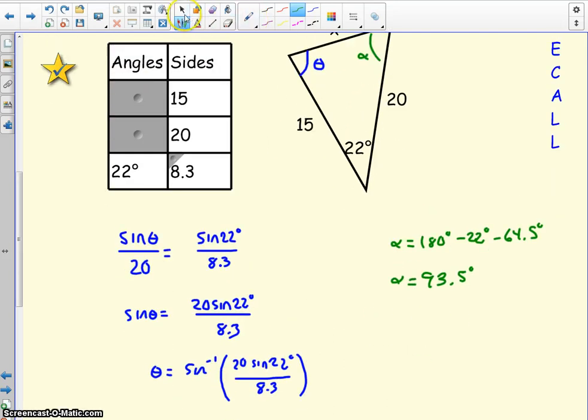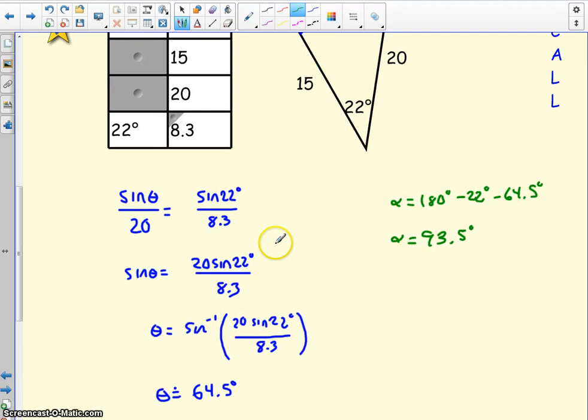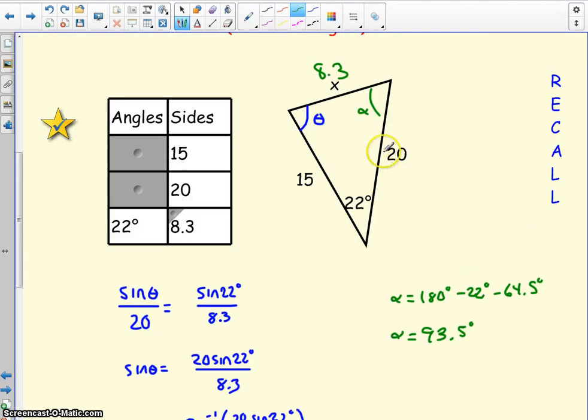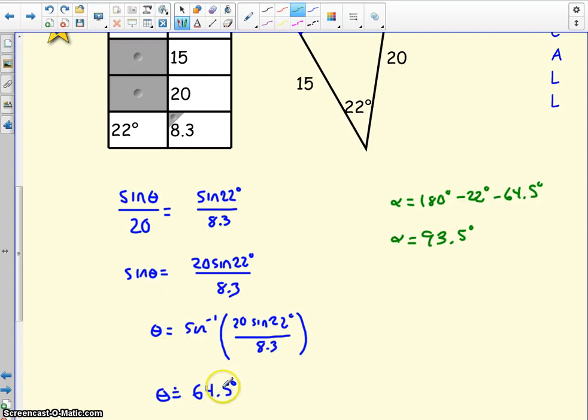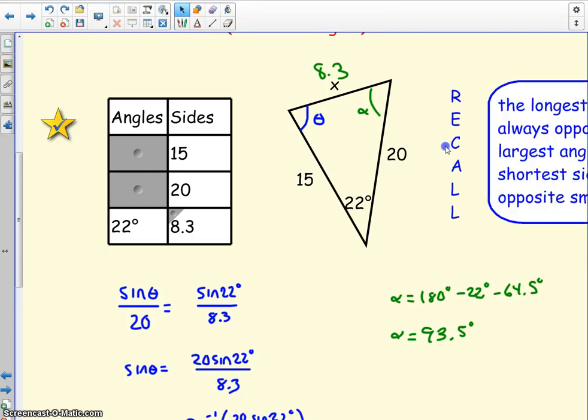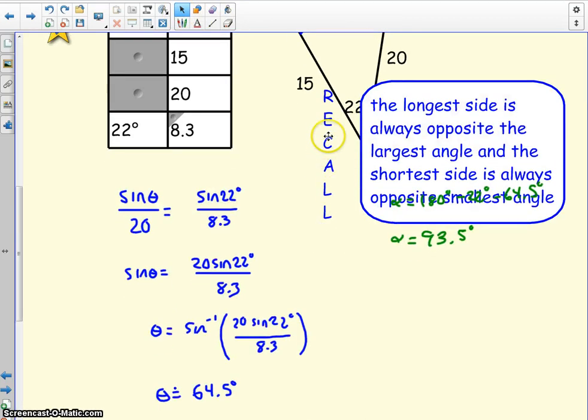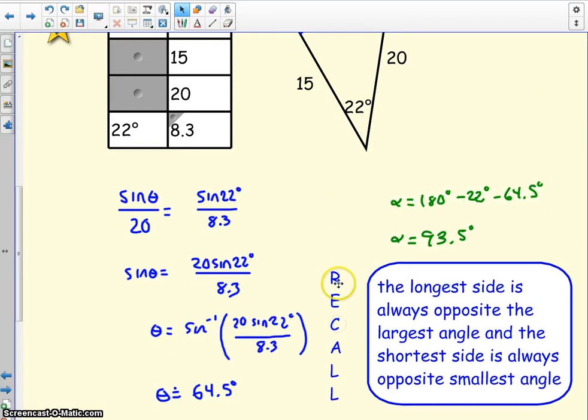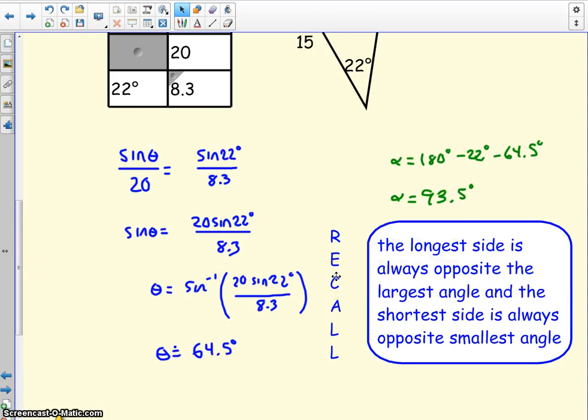Now, you always got to think, do our answers make sense? And this is where, even though on the surface it doesn't look like I did anything wrong, everything kind of falls apart, because the longest side I have in my triangle is the 20, and that has an angle of 64.5 degrees across from it. The side of length 15 has an angle of 93.5 across from it. And that doesn't make any sense, because one thing you may remember is that the largest angle is always across the longest side, and the shortest side is always across the smallest angle. So that is not working here.